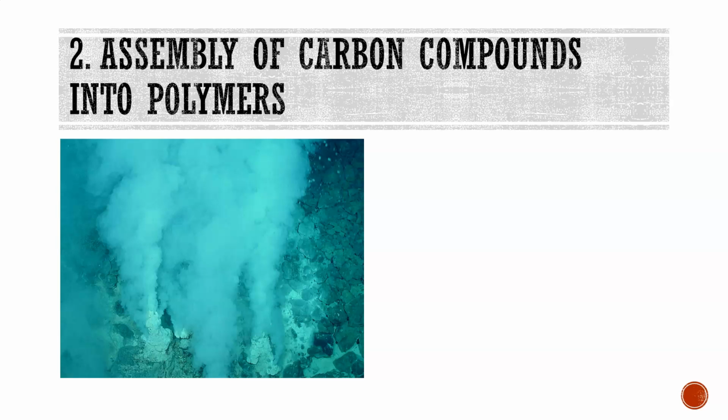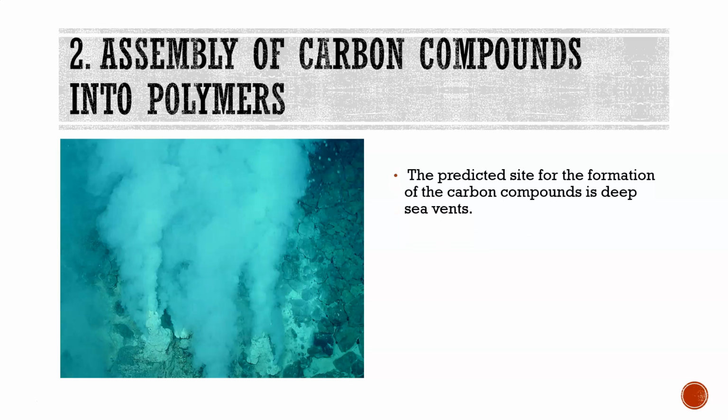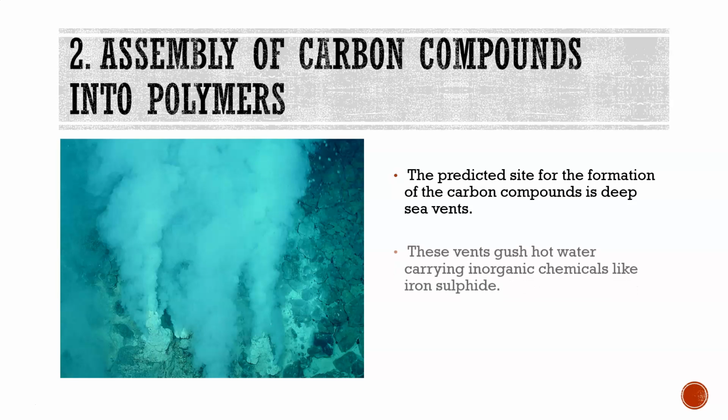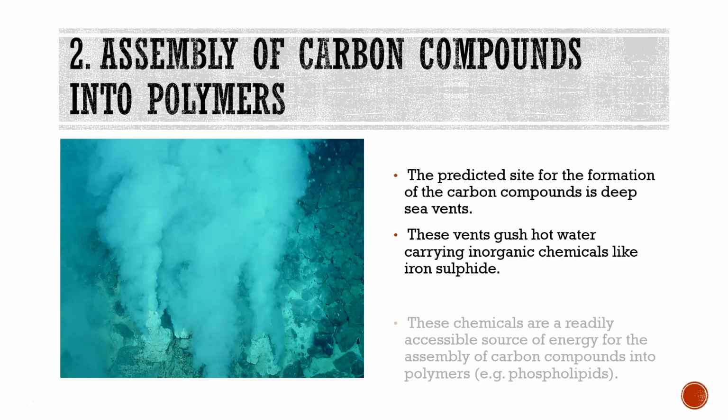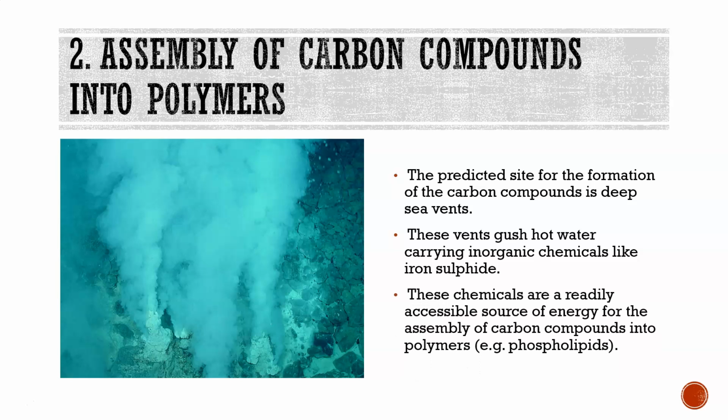Alright, so we've got our carbon compounds and our amino acids. Now we need them to start forming our polymers, so our long chains. And it's believed that this started to occur deep in hydrothermal sea vents. Now these vents are gushing hot water and carrying inorganic chemicals like iron sulfide. These chemicals are a readily accessible source of energy for the assembly, because remember we need that energy to assemble our carbon compounds into polymers, to develop our phospholipids, etc.